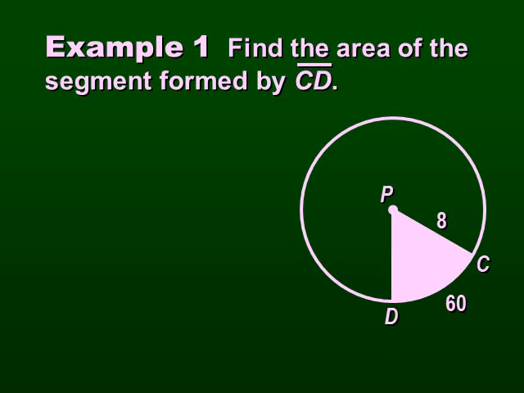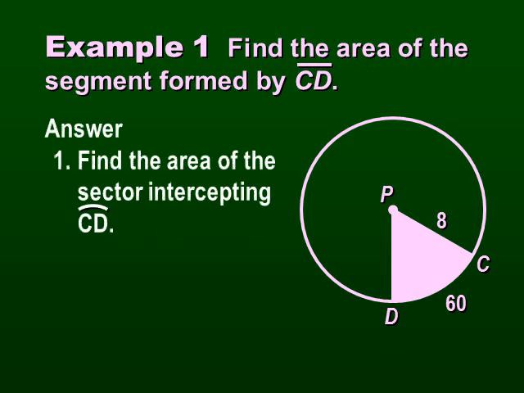It says find the area of the segment. Well, the segment is just the pizza crust, right? So our first step would be to find the area of the whole sector by using our pi r squared theta over 360. When we put in the radius is 8 and the theta is 60, that's how that's marked on there. When you simplify that all out, you will have 32 pi over 3 square units. Now that's the area of the whole piece of pie.